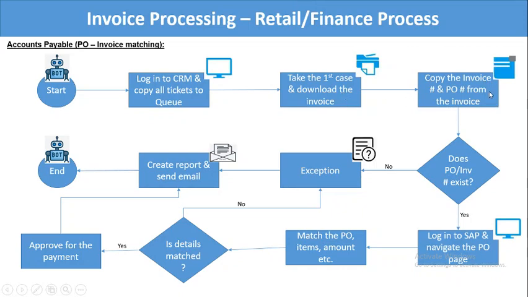So moving to the next one, taking the first case, download the invoice, and then copy the PO and invoice number from the invoice. Let's say there is no PO, or the invoice number is not matching, or it is improper or does not exist, then it will be an exception. If yes, then it will go into SAP, and then it will go to that particular PO. It will match the PO number and the invoice number. So if all the details matched, then it will approve the payment. If not, then it will go to the exception.